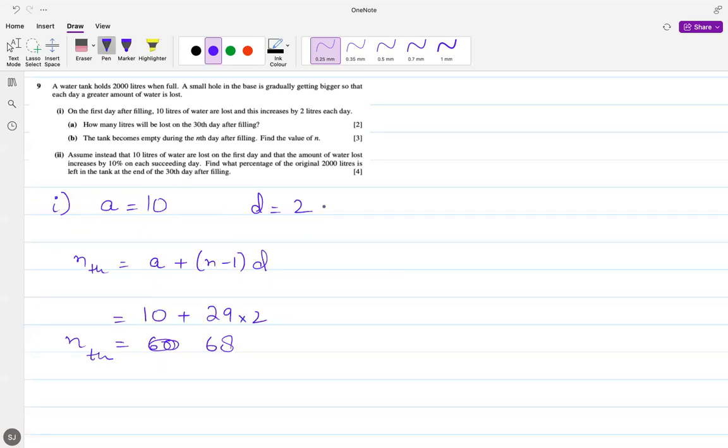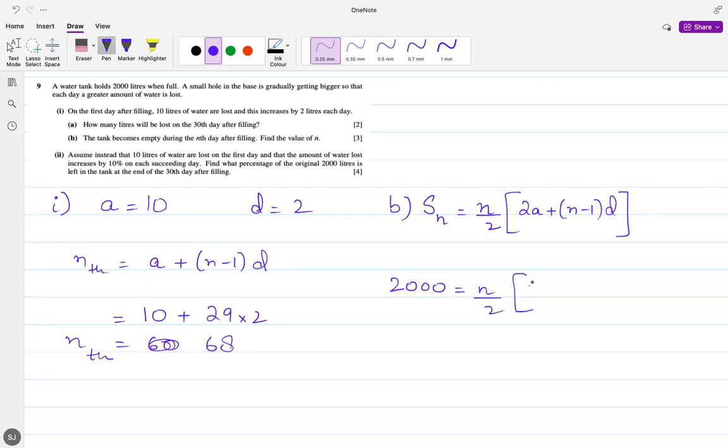In part B, it is asking us the tank becomes empty during the nth day after filling. We have to find the value of n. Now, as the total was 2000, we want to find out at which value of n the total sum will be equal to 2000. We know that the sum of n terms for an AP is given by n upon 2 into 2a plus n minus 1 into d. We know that the total sum will be 2000 as it held 2000 liters when full, so this will be 2000. We do not know the value of n, so this will remain unknown.